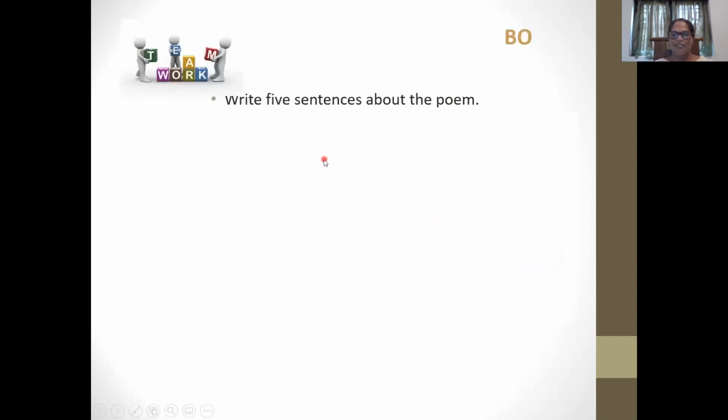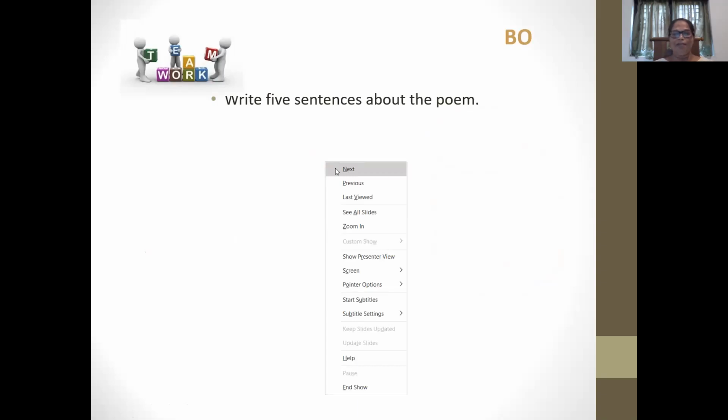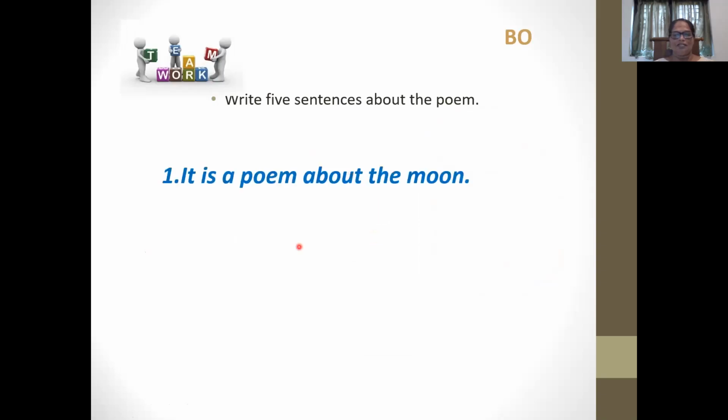Let's move to the next activity. Yes, we are going to write 5 sentences about the poem. Can you write 1 sentence? We are going to work as a team. I'll start the first sentence. It is a poem about the moon. This is my first sentence. Can you work with your friends and make sentences? Let us try.